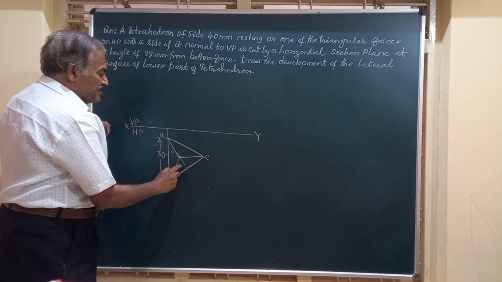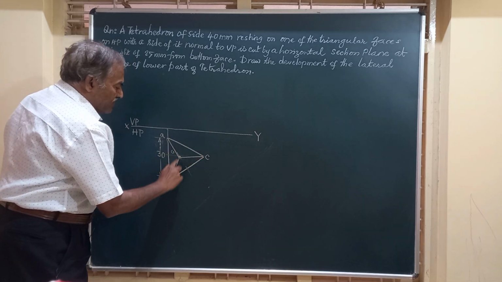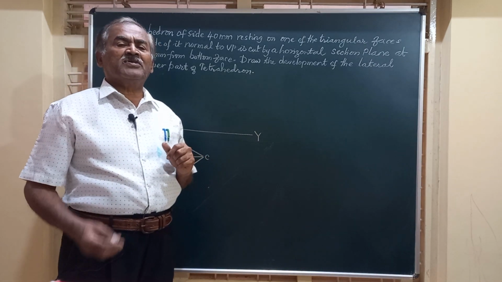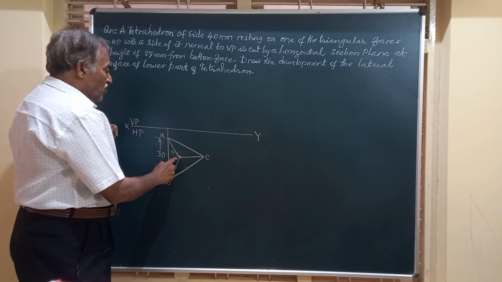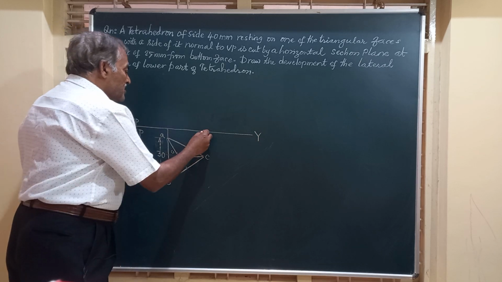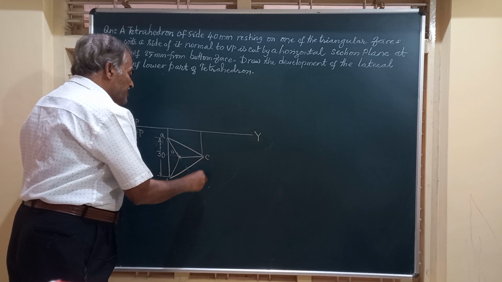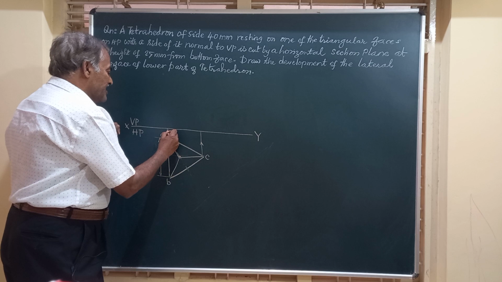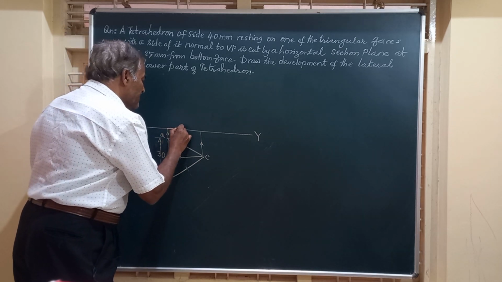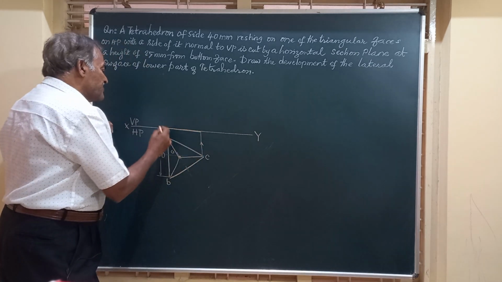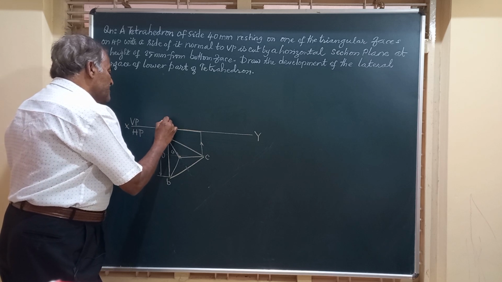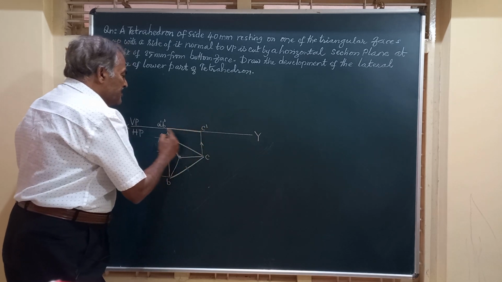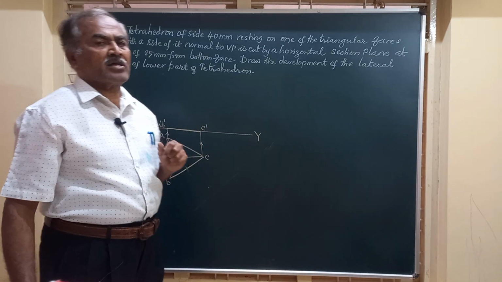Friends, these three lines OA, OB, and OC represent the top view of the three edges connecting O to the base of the solid. Friends, let us obtain the front view by projecting lines from A, B, and C like this. And here, friends, you get the base of the tetrahedron on which it is going to rest. We'll call it A dash, B dash, C dash. This is a triangular face which is on HP.